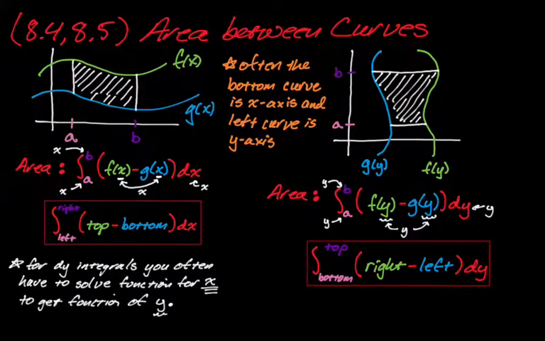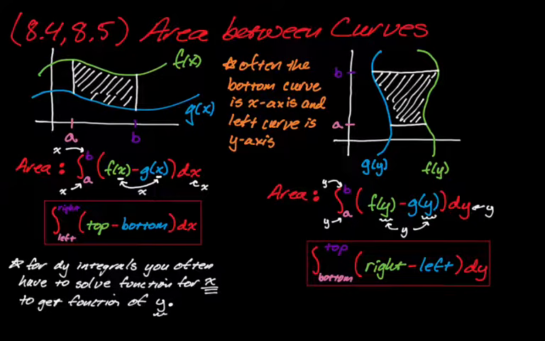Other things, when you're dealing with dy integrals, they're often given still as like y equals x squared. So you're going to have to say x equals the square root of y. You have to solve the function for x to get a function of y. So x equals some function of y. That's a really common thing to do, and I think that's the thing that screws people up the most.